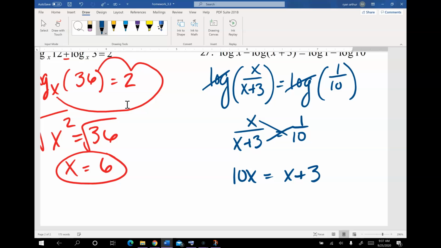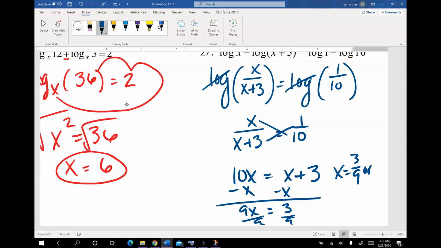That's why it's so important when we're solving these, because they come back to you in math. So we're going to subtract x. I get 9x equals 3. We're going to divide by 9. x equals 3/9, which is 1/3.